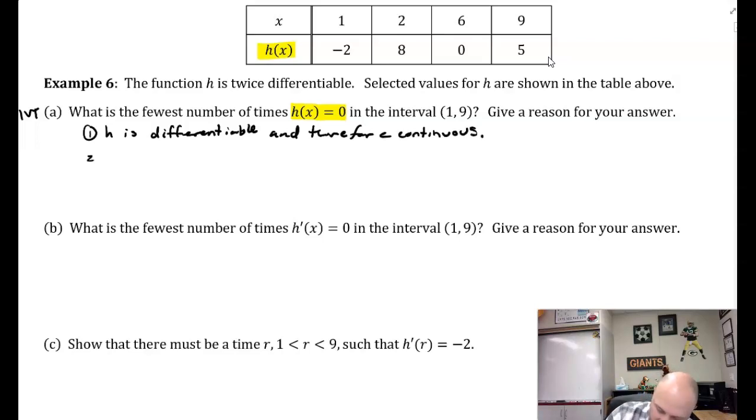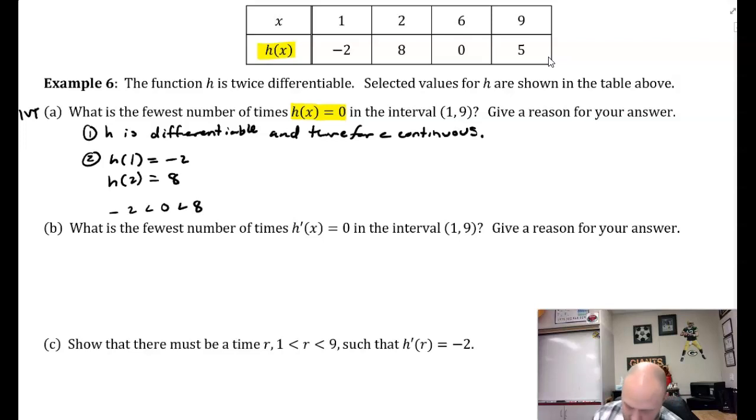And then number 2, I'm going to show that h of 1 is equal to -2 and h of 2 is equal to 8. And now I'm going to show that -2 is less than 0, which is less than 8. Okay, and I'm going to apply the intermediate value theorem. So what I've just shown is that we're going to cross at least once.